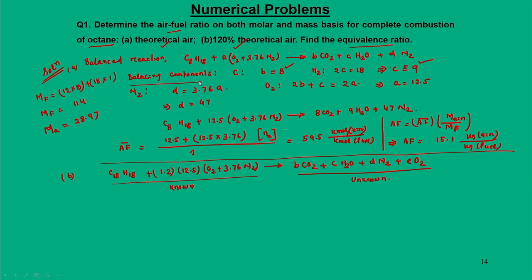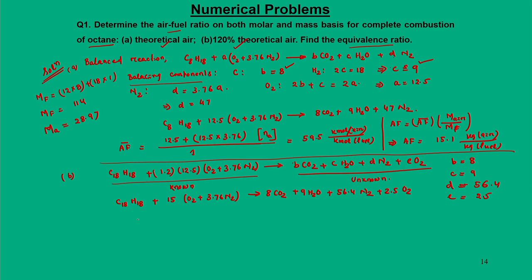By repeating the same principle of balancing the components, we can get B is equal to 8, C is equal to 9, D is equal to 56.4, E is equal to 2.5. After putting this in, we rewrite the equation as C8H18 plus 15 times O2 plus 3.76 N2 gives 8 CO2 plus 9 H2O plus 56.4 N2 plus 2.5 O2.